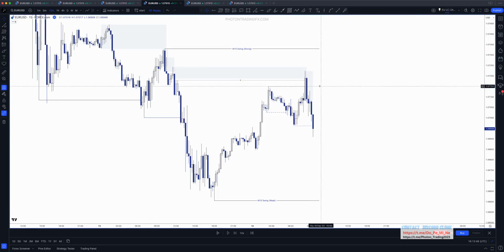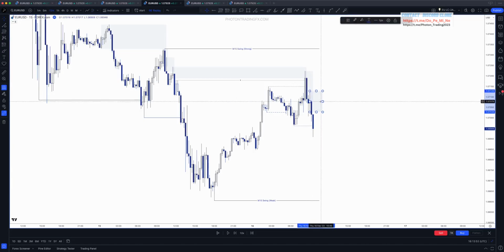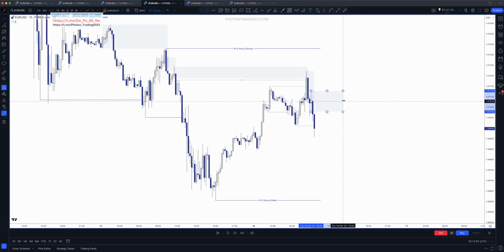So I would view that as basically mitigated, and then you can move that along to the next clear level, right? This is another buy to sell candle that gets engulfed. So this for me would be the clear POI in which I'd be looking to short from.